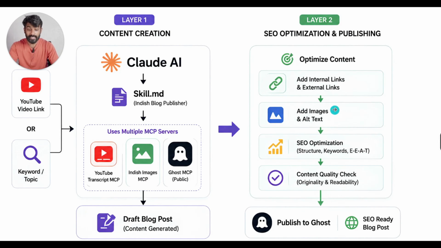Then it will add the images in the blog post and the alt text to the images. It will optimize it, it will structure it, it will add the keywords, it will also make sure that it is following EEAT guidelines, okay. Then it will come to the content quality check, and then it will check the originality and readability, and then it will publish the blog post to my Ghost CMS website. That's it, that's the overall process.